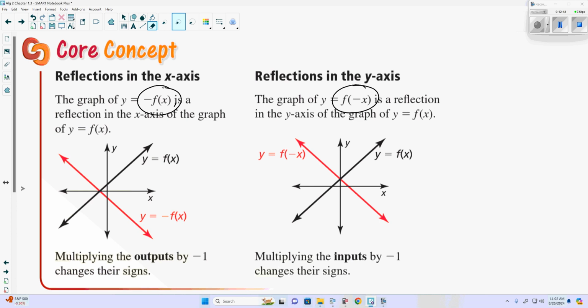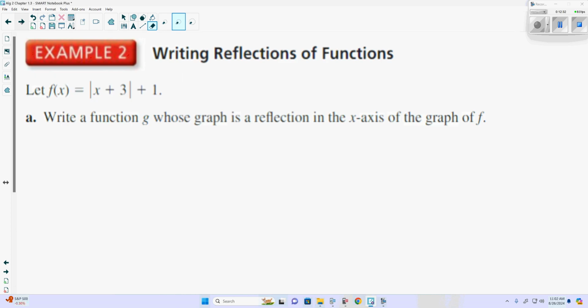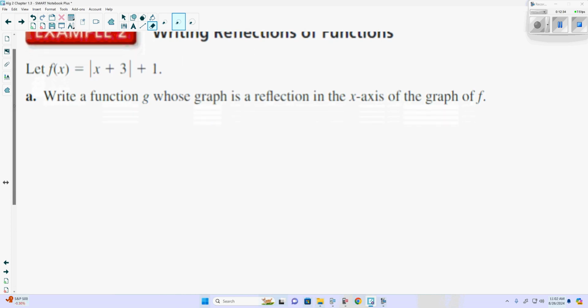Reflection across the y, f of negative x. We're multiplying all the inputs by -1, changing their signs. But the key thing, again, are these two pieces here. That's what's going to be key for applying the reflection across the x and the reflection across the y. And as long as we stick with those, it'll be fine. And I definitely need to go back and update these.